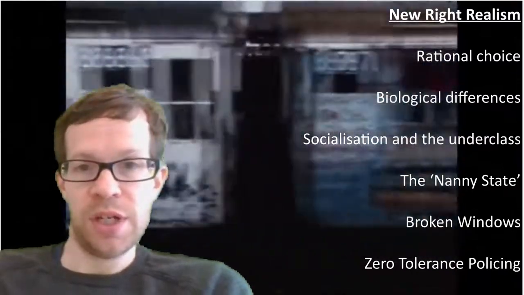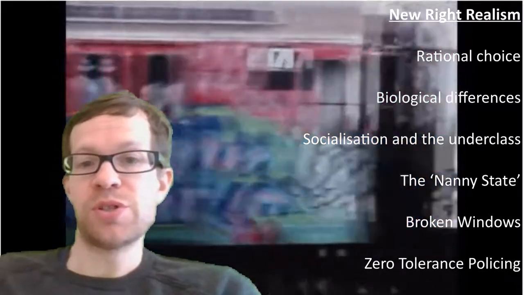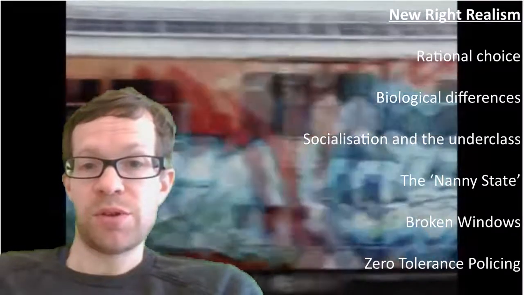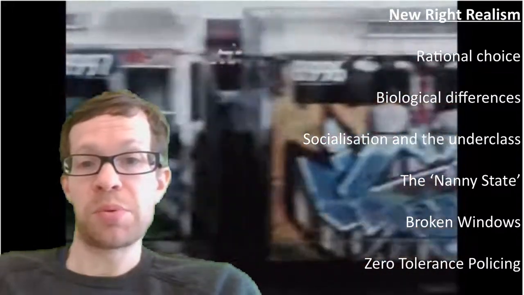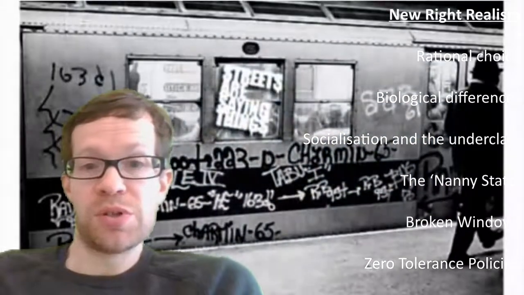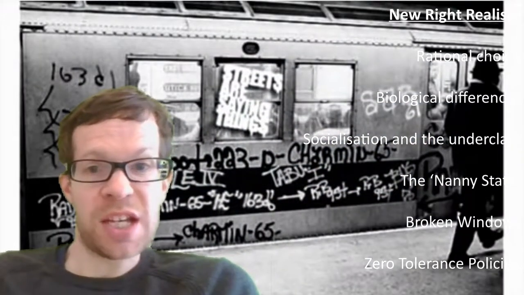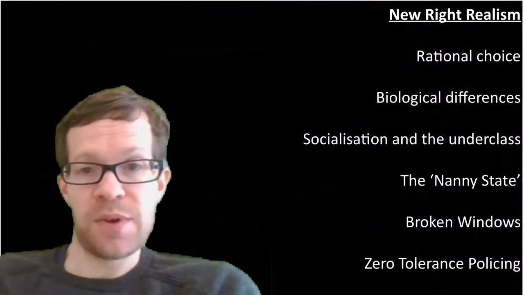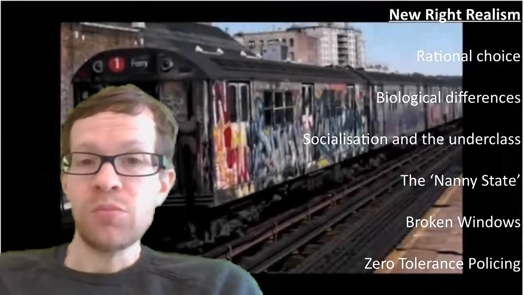This is based on Wilson's idea of broken windows, very influential in New Right theory, that you should have zero tolerance policing, that you should clamp down on things, and this is a way that you will stop crime. So you don't allow communities to tip over into lawlessness because you clamp down at the first sign of some sort of antisocial behaviour or some sort of deviant behaviour.